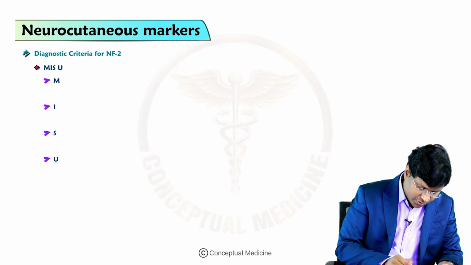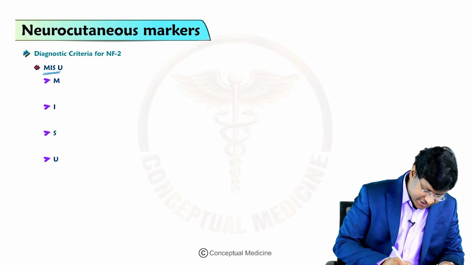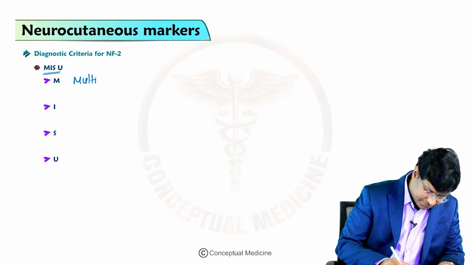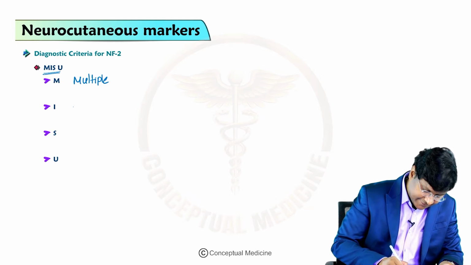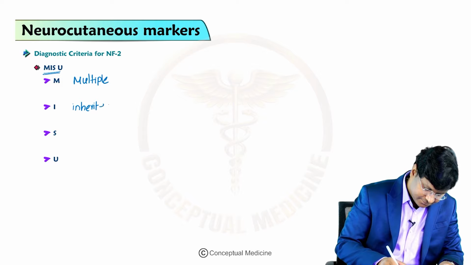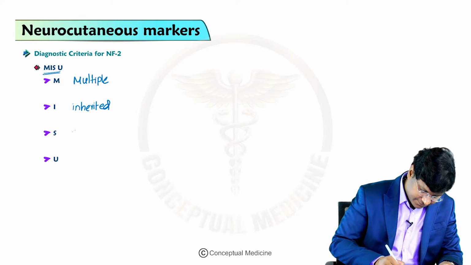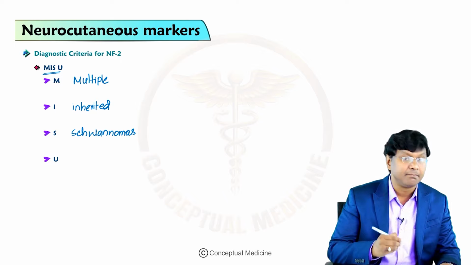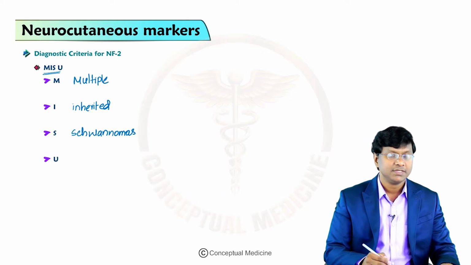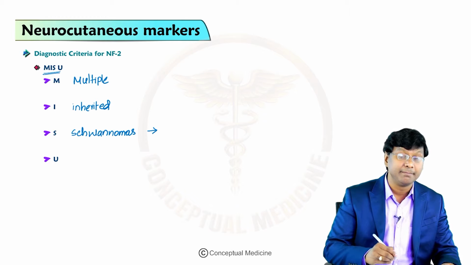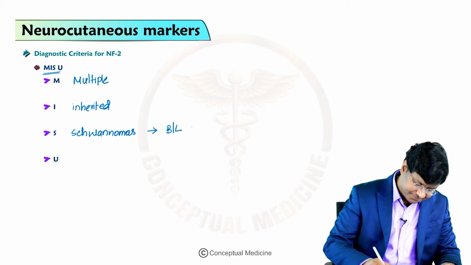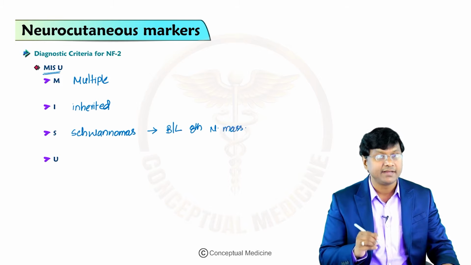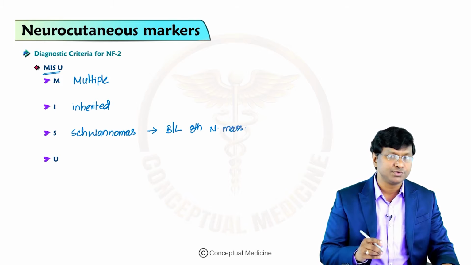So you can just remember this mnemonic also, that is MISU. M stands for multiple, I stands for inherited, S stands for schwannomas, right? Multiple inherited schwannomas. And these schwannomas should be bilateral, and that should be consistent with acoustic neuromas which are demonstrated by the CT scan or the MRI, right?